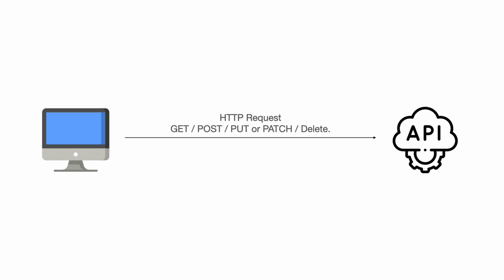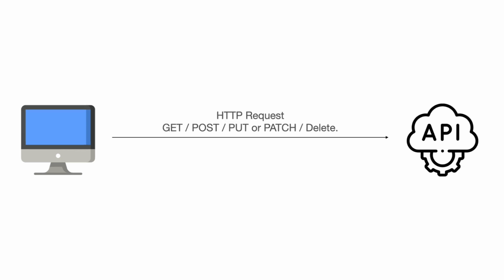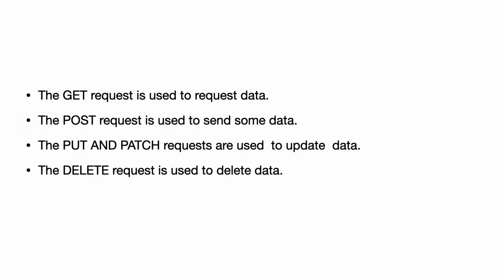Let's take a look at the flow of a request. The client makes a request. The request is made to an endpoint, which is a URL. The request uses one of the HTTP methods, get, post, put, and delete, to let the server know which action to take. Get is used for reading data, post is used for creating data, put or patch are used for updating data, and delete is for deleting data.